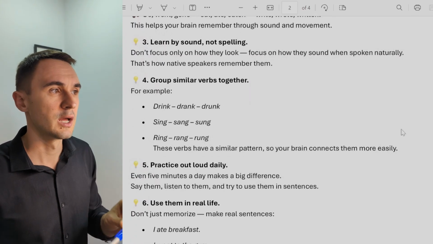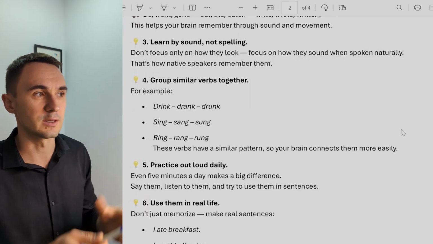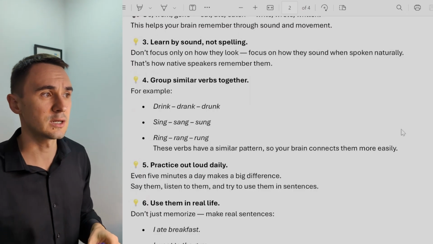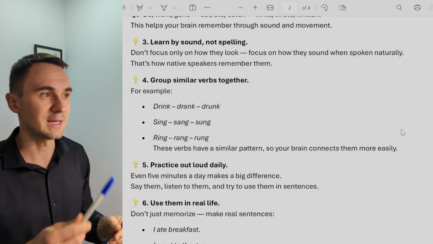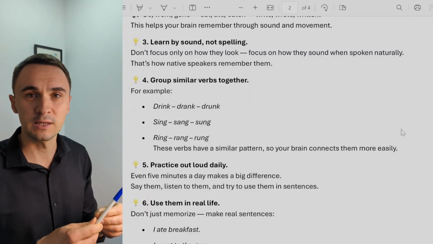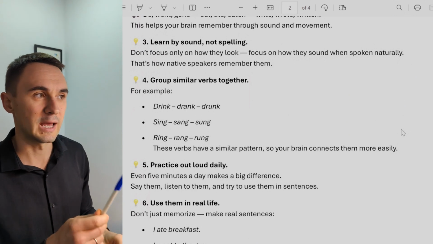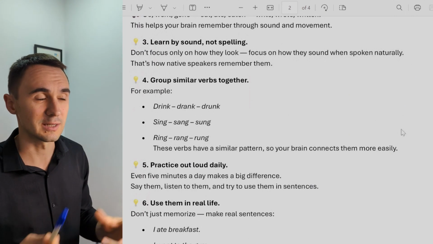Okay, number 4, group similar verbs together. And that's a very interesting point here. Let's look at the example here. So drink, drank, drunk, sing, sang, sung, ring, rang, rung. As you can see, these verbs change in a similar pattern, right? We have I, A, U: drink, drank, drunk, yeah?